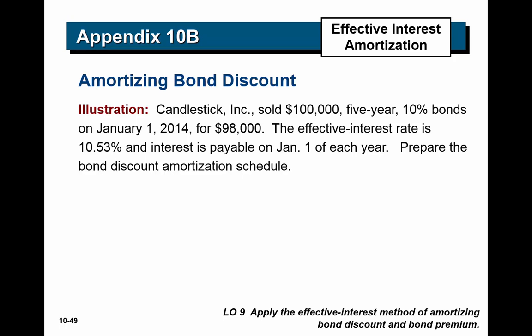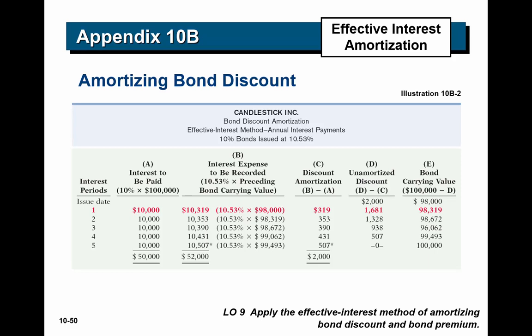So prepare a bond discount amortization schedule. What we do is we take the interest to be paid, that's column A, and the interest expense, which is the effective interest rate times the carrying value of the bond from the previous period.